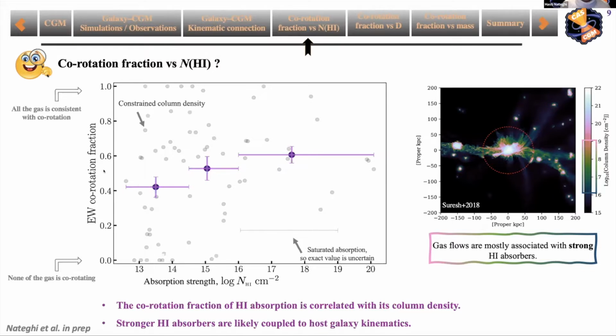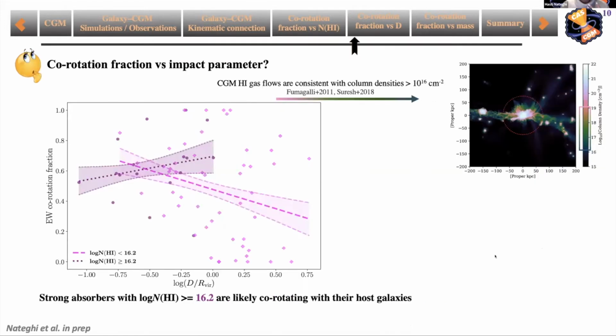Here we can see that the fraction of gas that is corotating with the galaxy increases with increasing H1 column density. So the stronger absorbers, either associated with accretion or outflows, are most likely coupled to the host galaxy. This is consistent with simulations, where they predict the gas flows are mostly associated with the strong H1 absorbers.